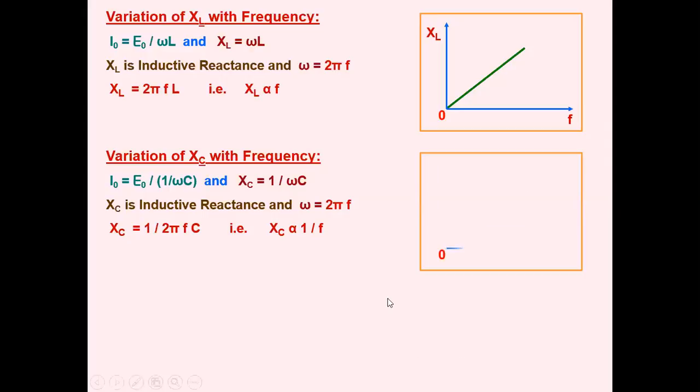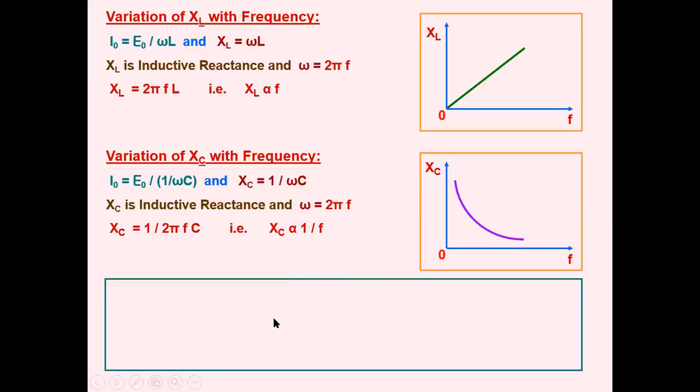Let us check out graphical variation of capacitive reactance with frequency. You will see that here capacitive reactance is inversely proportional to frequency. So graph will be a curved line. You see here, as frequency increases, graph will touch the frequency axis. And at infinity, if frequency becomes infinite, then capacitive reactance becomes 0. So a few more points to be noted down.